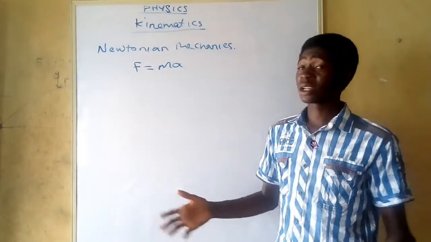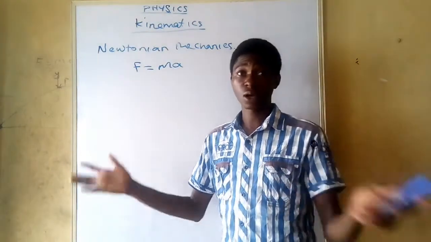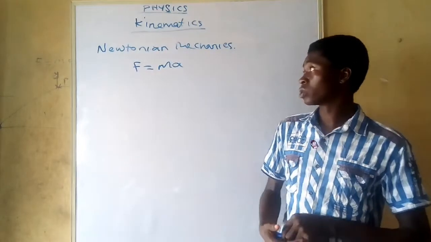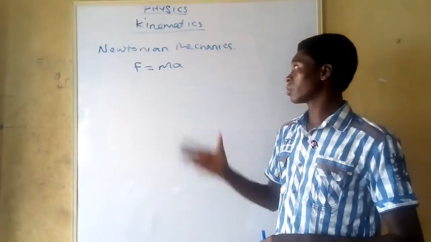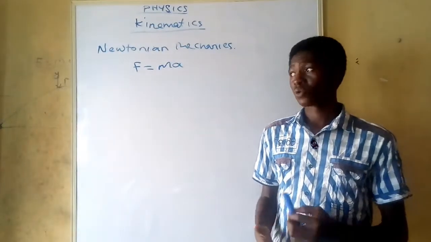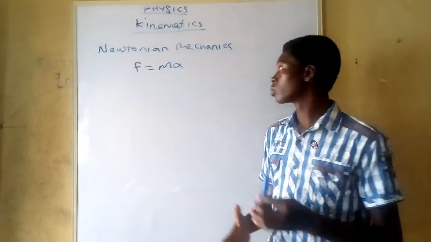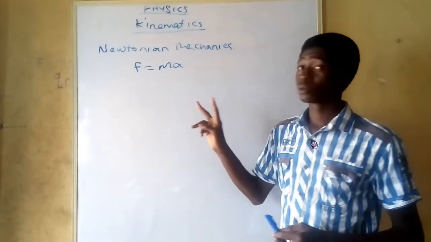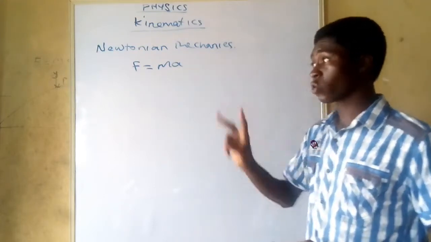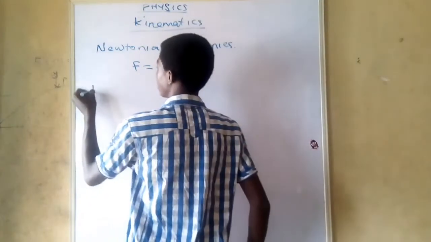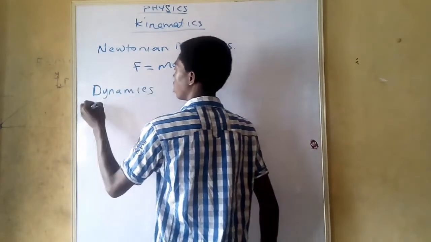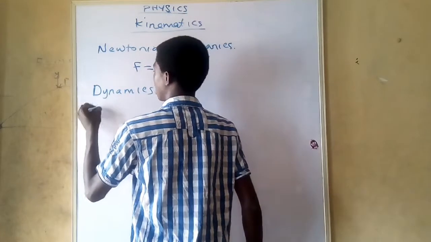So that means every object that we can see around us on this earth or in the world obeys Newtonian mechanics. We want to look at the various branches of Newtonian mechanics. There are two branches. In the study of Newtonian mechanics, we have these two words: dynamics and kinematics.